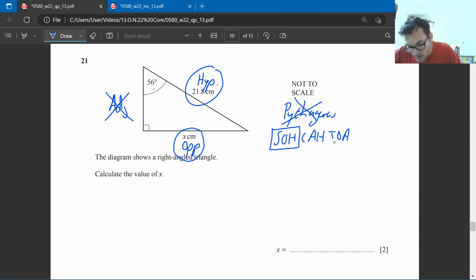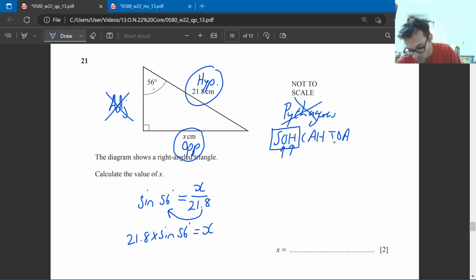So you start by writing the S, which of course stands for sin, and then the angle. Sin 56 equals, first is the O, so first is the opposite. First we put the X, and then the hypotenuse, which is 21.8. So to find X here, we simply need to move that to the other side. The divide becomes times, so it's 21.8 times sin 56. That will give us X.